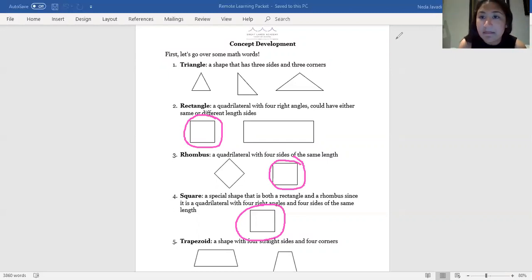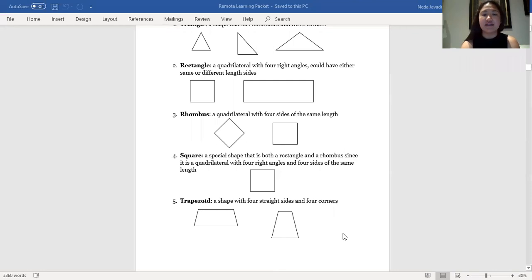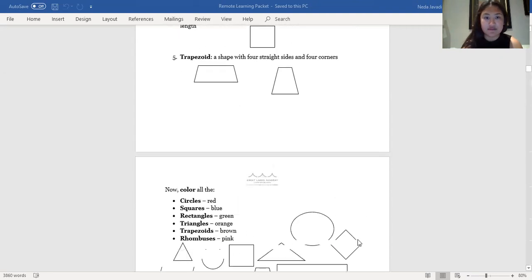Let's keep going. Number 5 is a trapezoid. Can you say trapezoid? A trapezoid is a shape with 4 straight sides and 4 corners. So it's a little bit different from those 3 above, but a trapezoid has these sides that look like this, that are angled this way. So it's a little bit different from those.